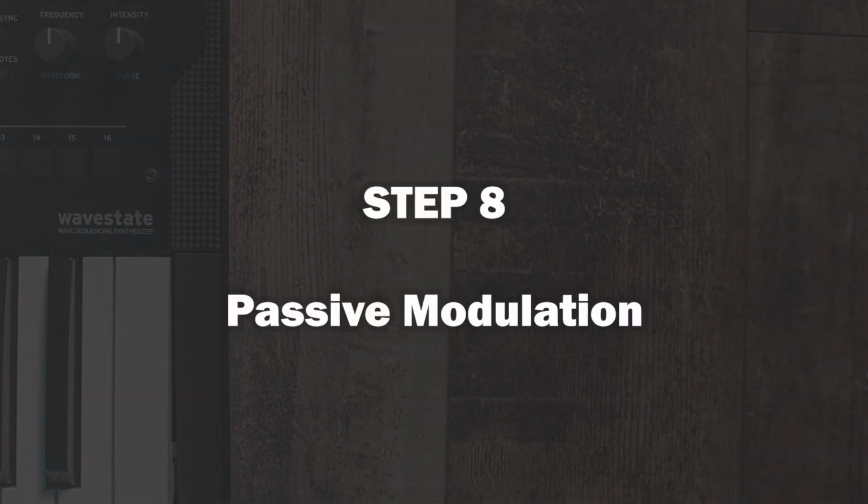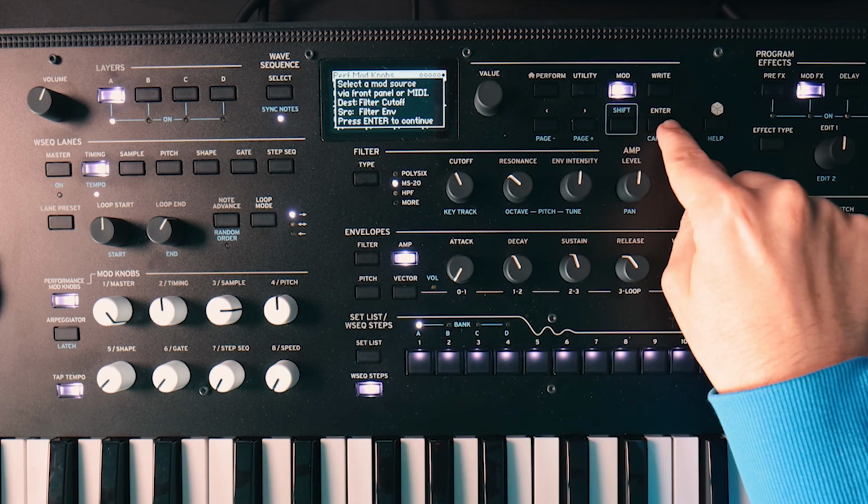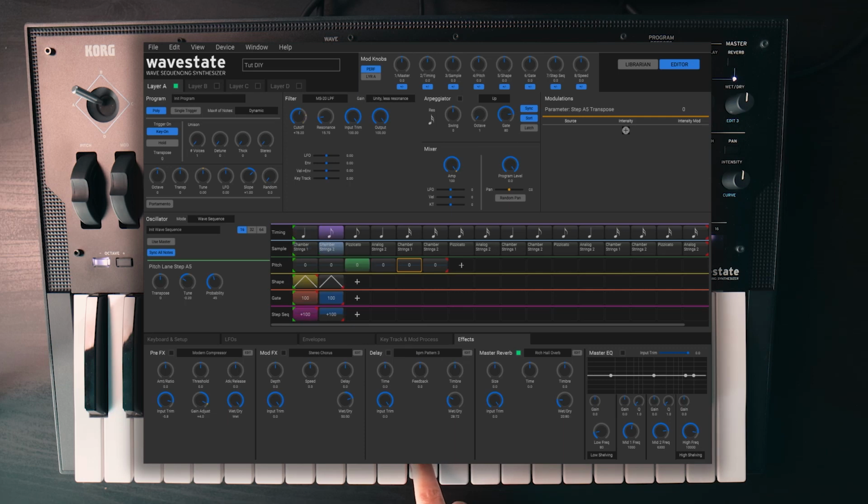Step 8. Let's get back to our filter and link our filter envelope to the cutoff. With this modulation, the filter envelope controls our cutoff.